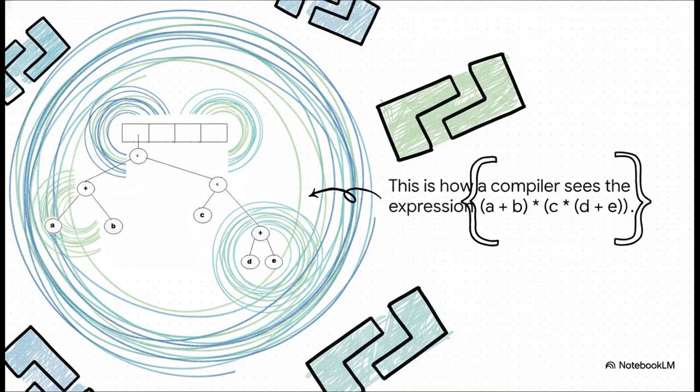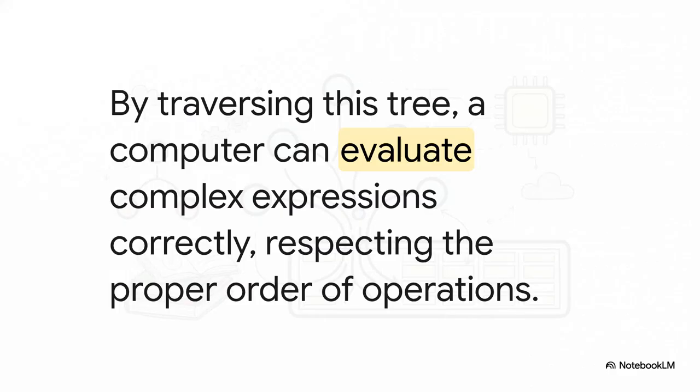And because these trees can have all sorts of unpredictable shapes, you'd almost always build them using that flexible linked list method. So to actually get the final answer, the computer just walks through the tree in a specific pattern. It solves the left part, then it solves the right part, and then it applies the operator at the parent node above them. By doing this over and over all the way to the top, it can chew through even the most complicated formulas and get the right answer every single time.